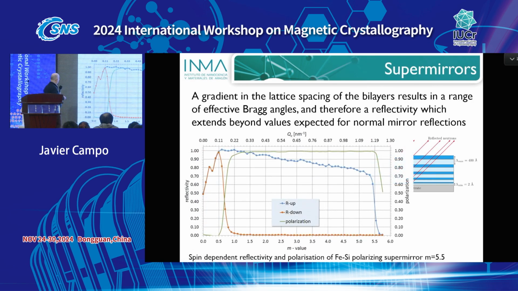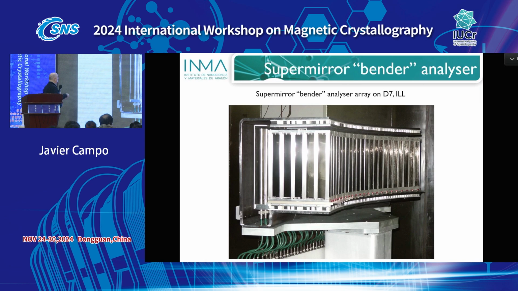Then you can see here the reflectivity for a given polarization, up and down. One is going to 0 and the other one is reflected. And as a consequence, the polarization is good in a very large range of Q. This is one image of the Bender analyzer in D7, the diffuse scattering instrument, and these are the bent mirrors that I explained to you. These are in front of the detector.